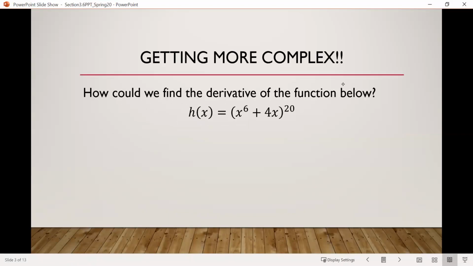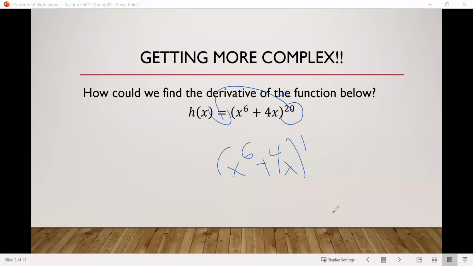So let's look at a function like this. h of x equals x to the 6 plus 4x, that whole thing raised to the 20th power. Now, when you think about taking the derivative, the first thing that might come to mind is to use the power rule. We have something raised to a power here, so move that down to the front, subtract 1, and then you'd have x to the 6 plus 4x raised to the 19th power. But we have this other function on the inside here, so it's not totally clear what we have to do to deal with that.